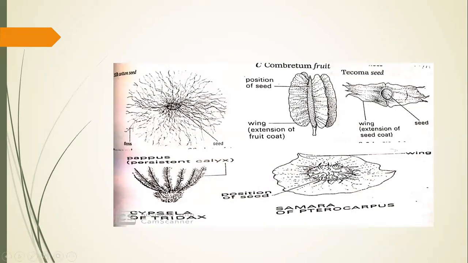Then with Tridax, you have the pappus on top of it, so the seed or the fruit is just below. Then you have the pappus as extensions on top. Now this Combretum, you can have them having wings around them. So these wings enable them to be carried away by the current of the wind, moved from one point to another. So these are all examples of fruits and seeds that can be dispersed by the wind.